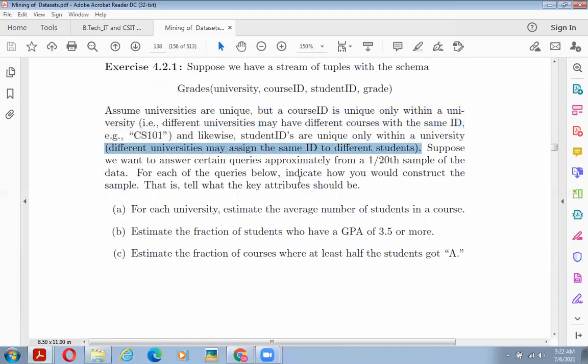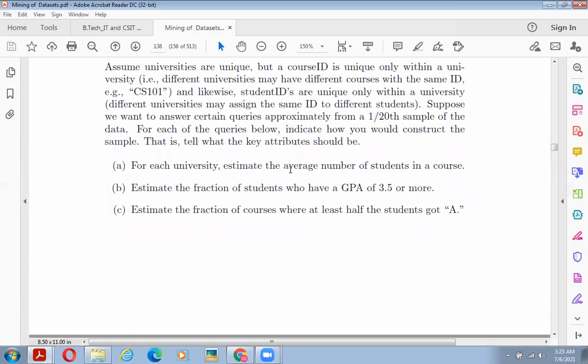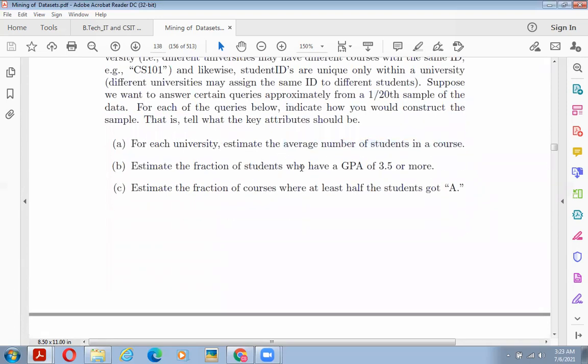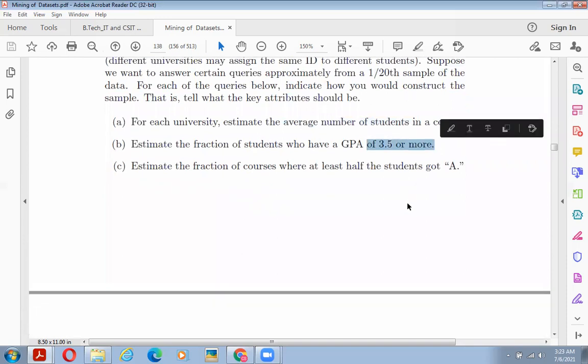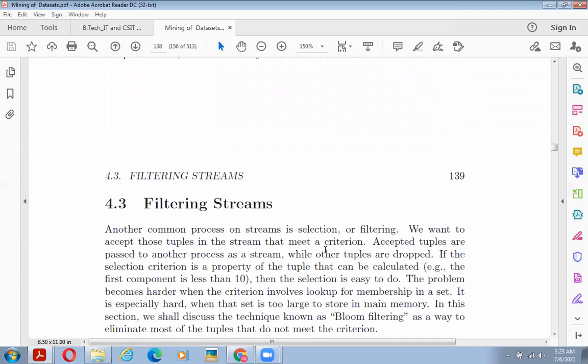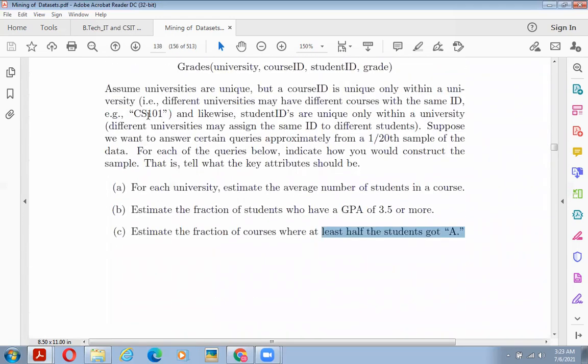Suppose we want to answer certain queries approximately using a 1/20 sample of the data. For each query below, indicate how you construct the sample, and what the key attributes should be. For each university, estimate the average number of students in a course. Estimate the fraction of students who have a CGPA of 3.5 or more. Estimate the fraction of courses in which at least half the students got A. Like this, we can proceed.